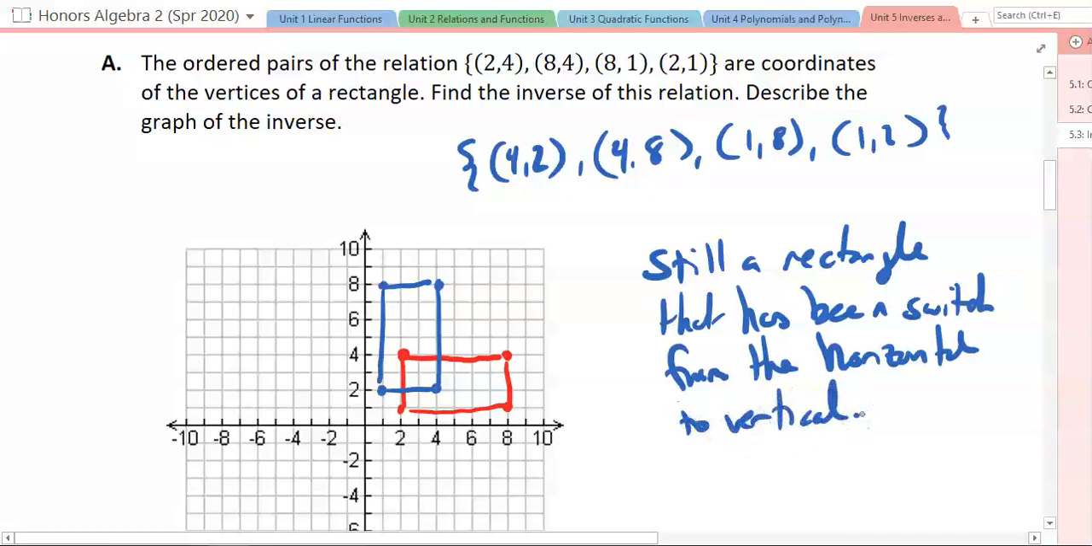Now again, the ordered pairs don't line up, right? Like this ordered pair does not line up with this ordered pair here. Now they're related because this is (2, 1) and this is (1, 2). So there's a relationship here. And we're going to talk about that relationship a little bit later, okay?